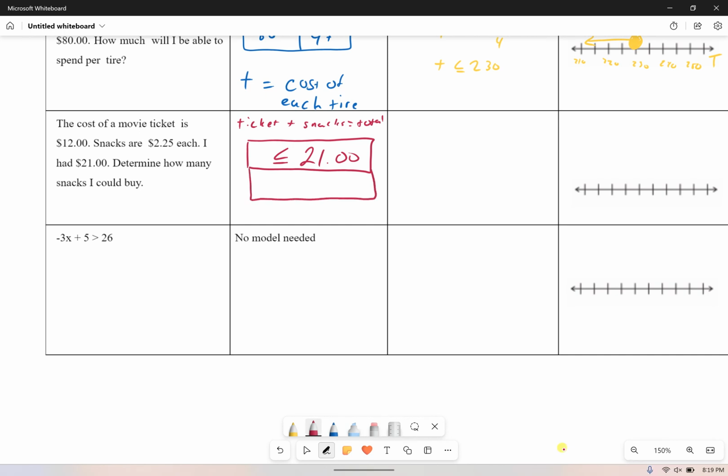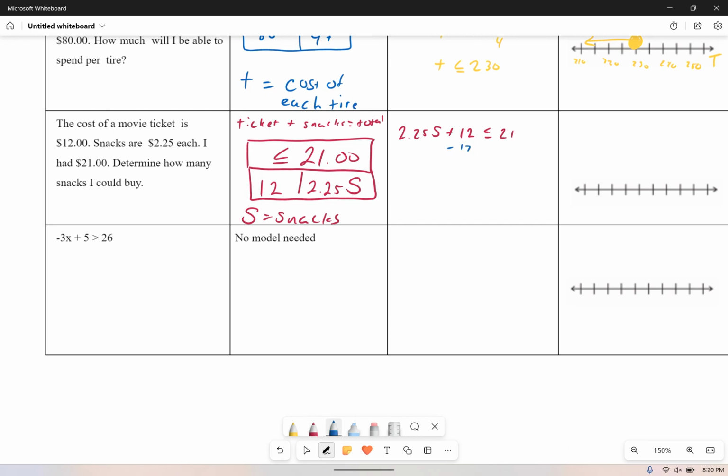Now, the ticket is $12 and the snacks are $2.25 each. So I'm going to say S equals snacks because I don't know how many snacks I'm going to buy. But I do know that each one is $2.25. So it's going to be $2.25 S. And the reason why is because that's what we don't know. We don't know how much we're spending on snacks because we don't know how many snacks we're buying. So it's going to be 2.25 S plus 12 is less than or equal to 21.